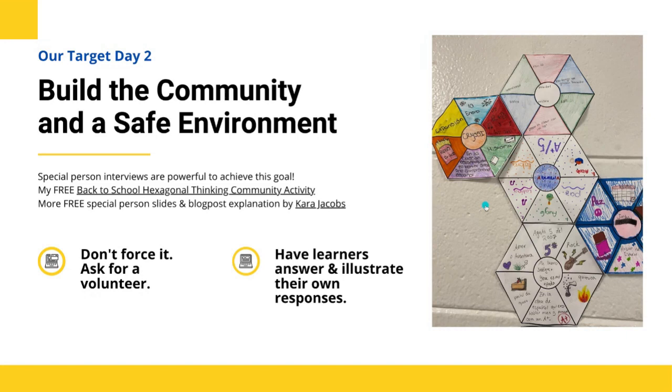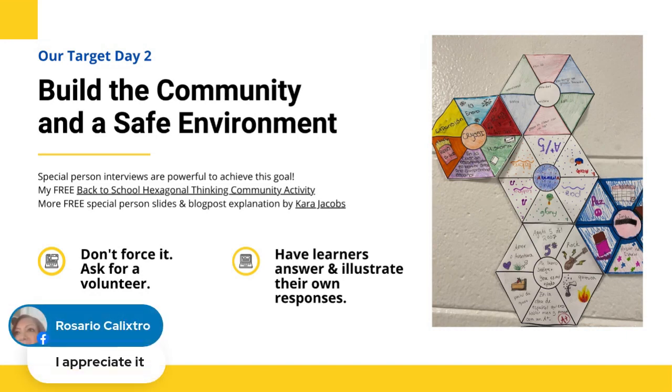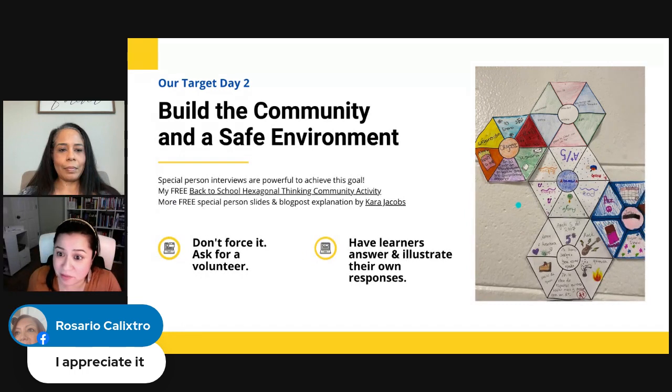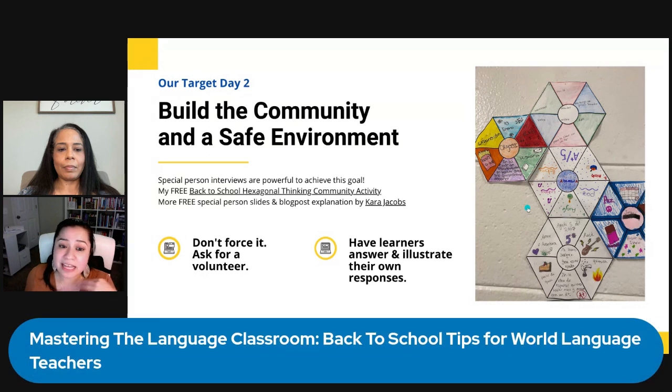But I always have a volunteer. But if I don't have a volunteer, I just pick somebody. I pick somebody, and I haven't had a student say no. So you can pick somebody, and it's all about how you're going to say it. And that's how I address this activity.